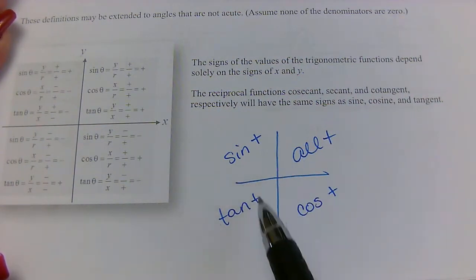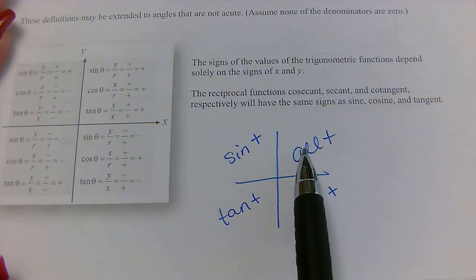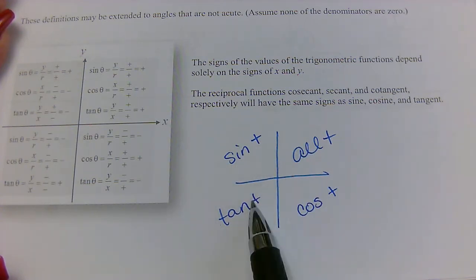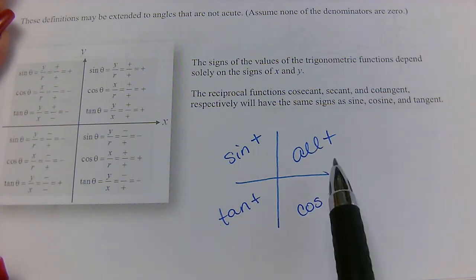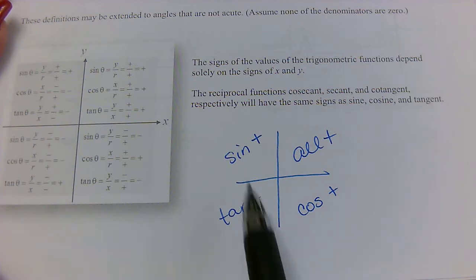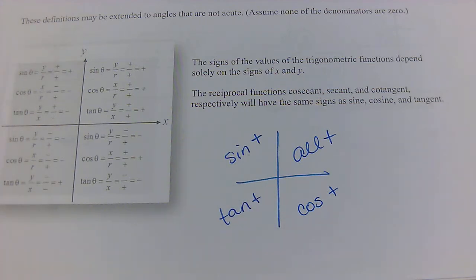So each of these trig functions has two quadrants where it is positive. Sine is positive here and here, tangent is positive here and here, and then cosine is positive here and here. All the other trig functions in these three quadrants are all negative. Okay, only the reciprocals are also positive.